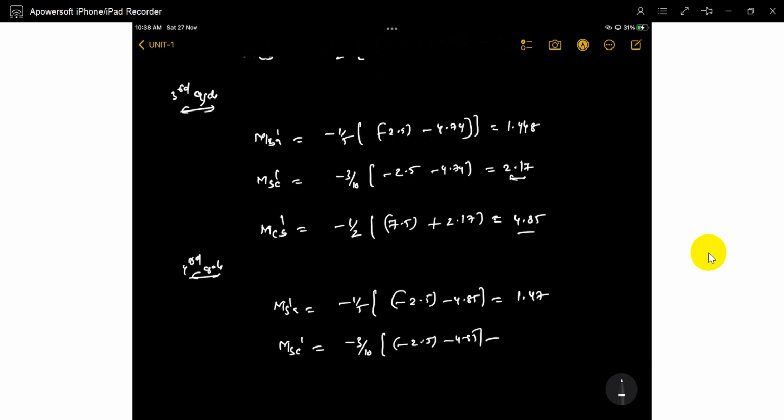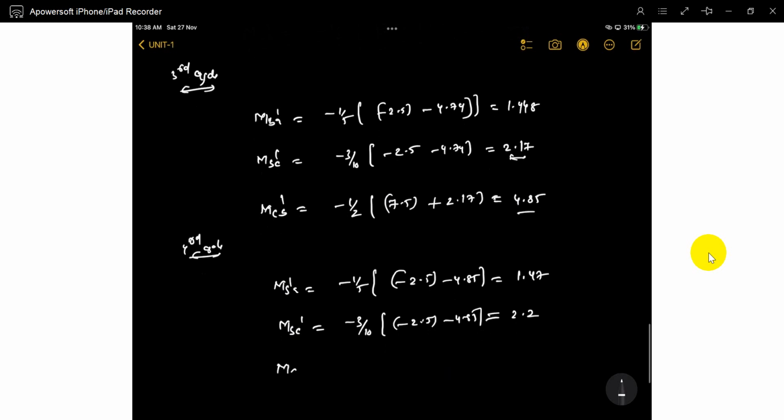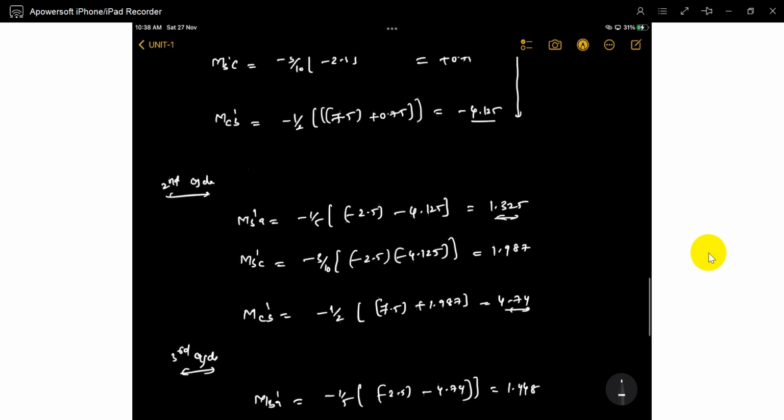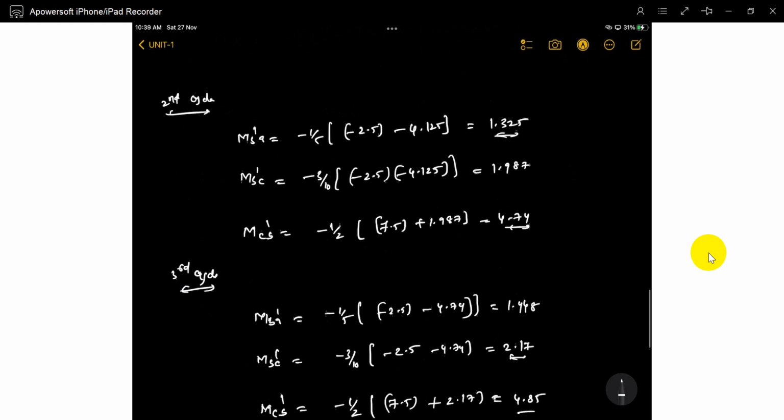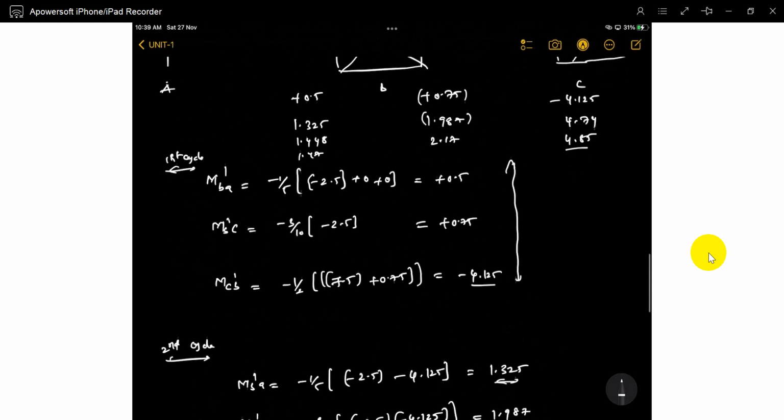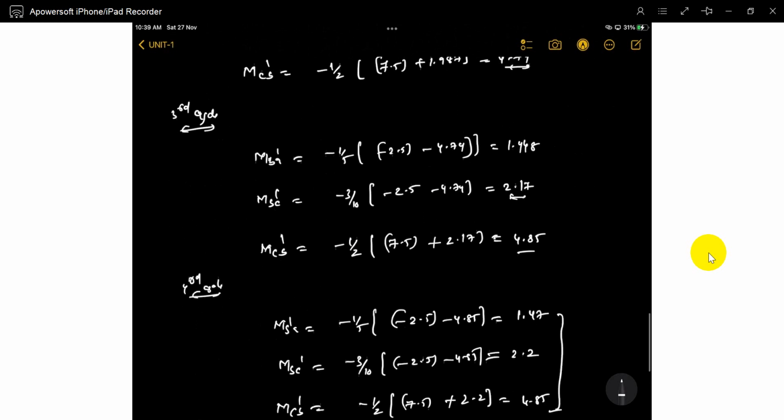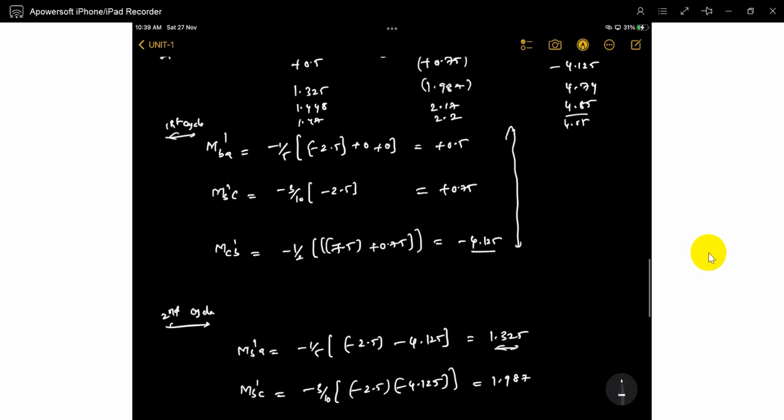4.85 plus 2.5, answer multiplied with 3, it's 2.2. Okay, MCB is 7.5, now it's 2.2. 7.5 plus 2.2, answer divided by 2, it's 4.85. Okay, 4.85. So 1.47, 2.2, so 4.85. See, these values have converged.